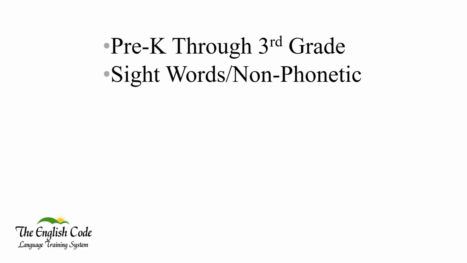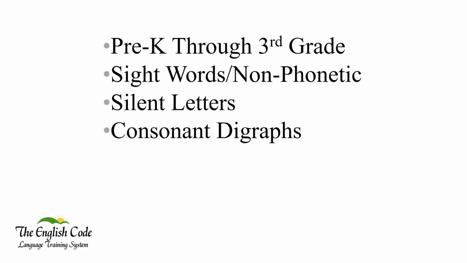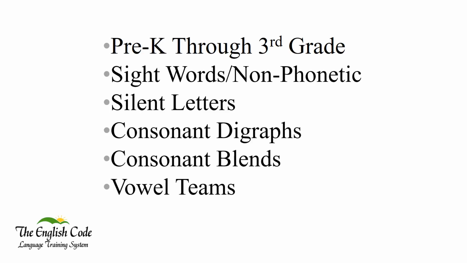Anglo-Saxon word construction is where we get our sight words, words that are non-phonetic, meaning they are not spelled the way they sound. We also encounter silent letters, consonant digraphs, consonant blends, and vowel teams.